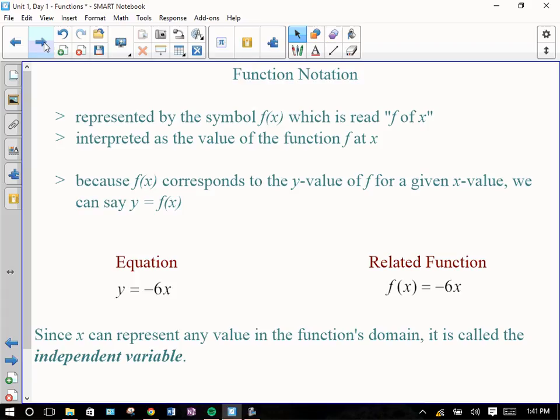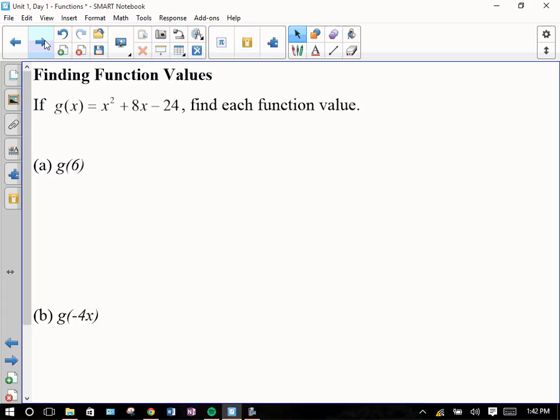All right? So what does this all mean? It means that we have functions that are written f of x, and there's an infinite number of functions. So we have this function right here, which we call g now. We have the function g of x equals x squared plus 8x minus 24. We've seen this. It says find each function value. So we have g of 6. What does g of 6 mean? What are we going to do with this? Replace the 6 with x or replace the x with 6? We're going to replace the x with 6.